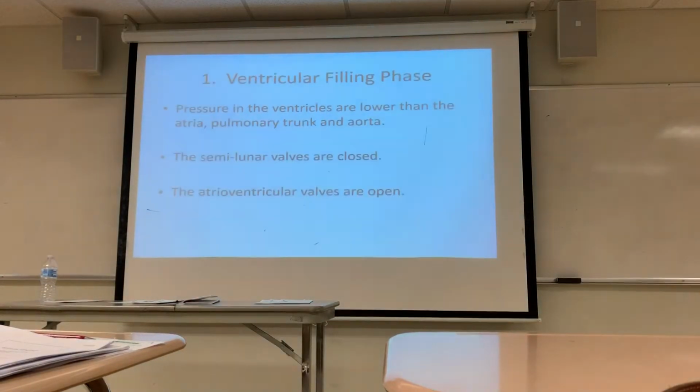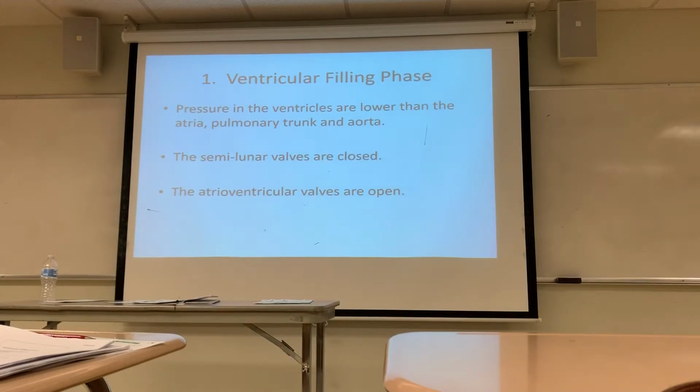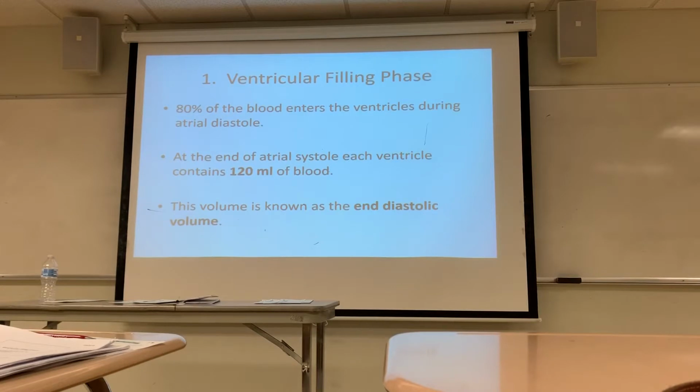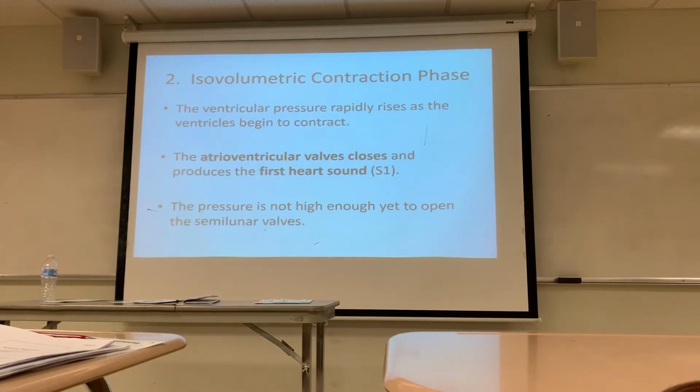And then the next one, so blood drains from the atria into the ventricles. That's the meaning of ventricular filling. And then the next one will be the isovolumetric contraction phase, the beginning of the ventricular contraction or systole. So what happens here is that the AV valve will close, and then you will hear the first sound, right? Because the AV valve closed, because the ventricles are already filled up. So AV valve means the tricuspid or the bicuspid.